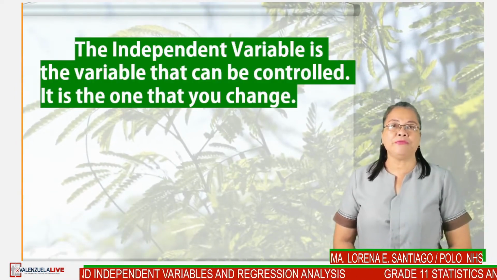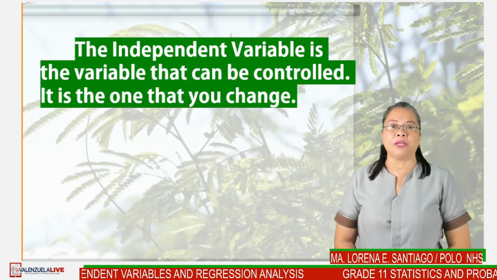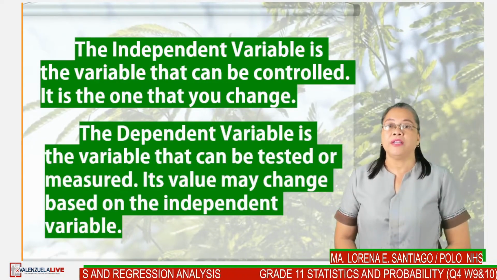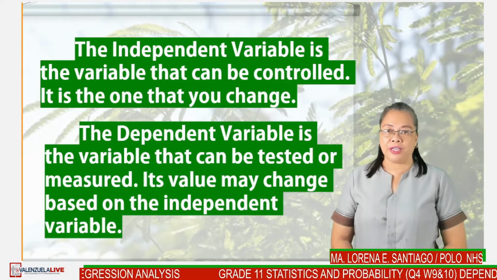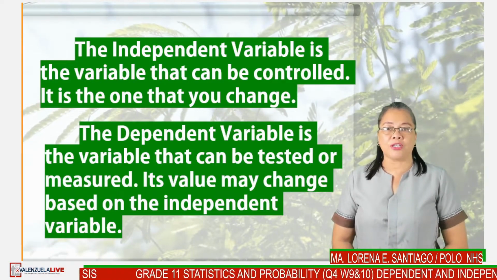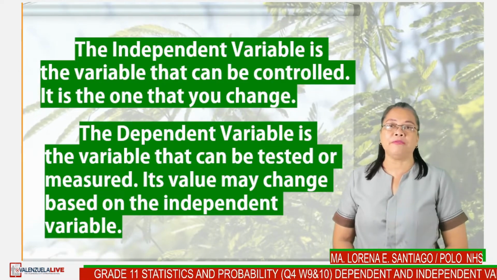The independent variable is the variable that can be controlled. It is the one that you change. The dependent variable is the variable that can be tested or measured. Its value may change based on the independent variable.